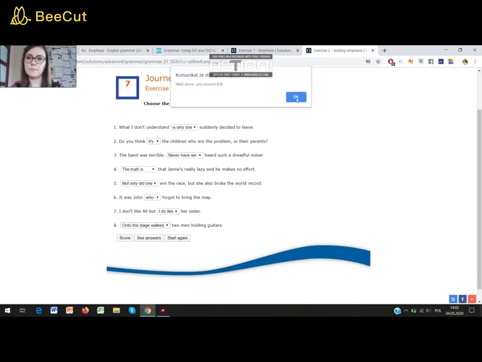And let's see, everything is correct. So this is how it looks with all of the ways how we can add emphasis. I hope it's clear to you.